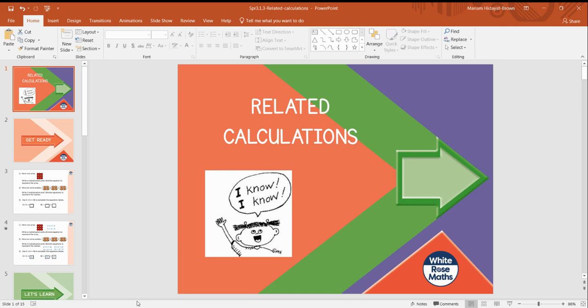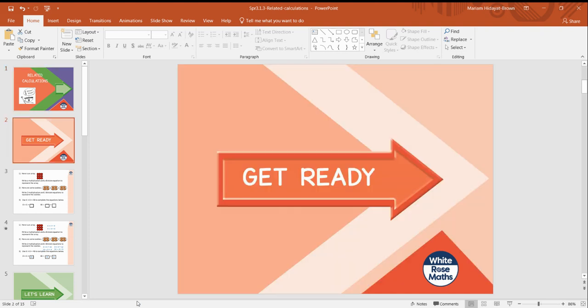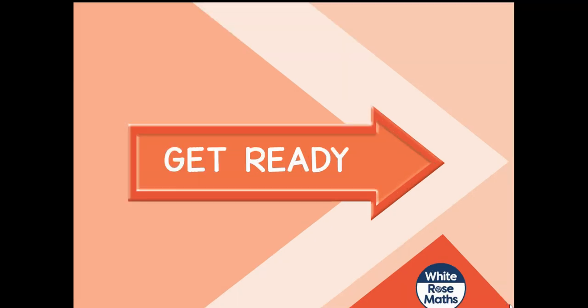And today we are going to be looking at something called related calculations. All that means is using a known fact, so using what you know already and applying it into another situation. So let's get ready to learn. For this session, you may need the times table grid, which is attached in the assignments, to help you with remembering your times tables. So get that ready and you'll need a pencil and a piece of paper.